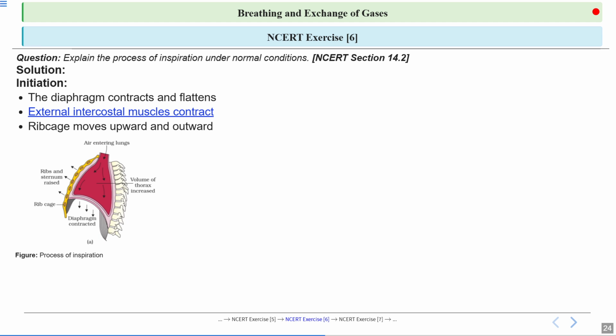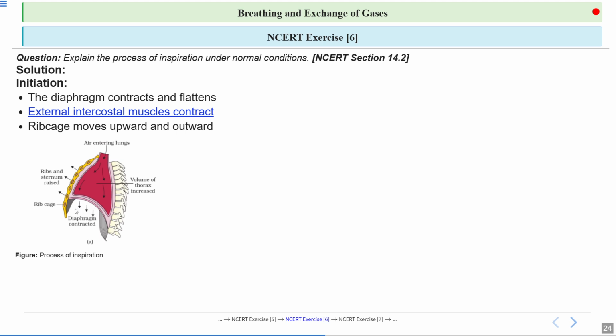Now with the help of the diagram, you can also see the ribs. In between the ribs there are some muscles, called the external intercostal muscles and internal intercostal muscles. But for moving the ribs upward, the external intercostal muscles are responsible. And one more thing: what is this arrow showing? This is the diaphragm region.